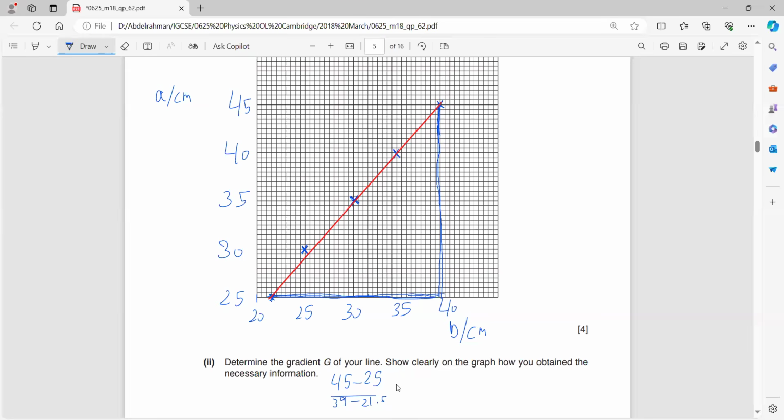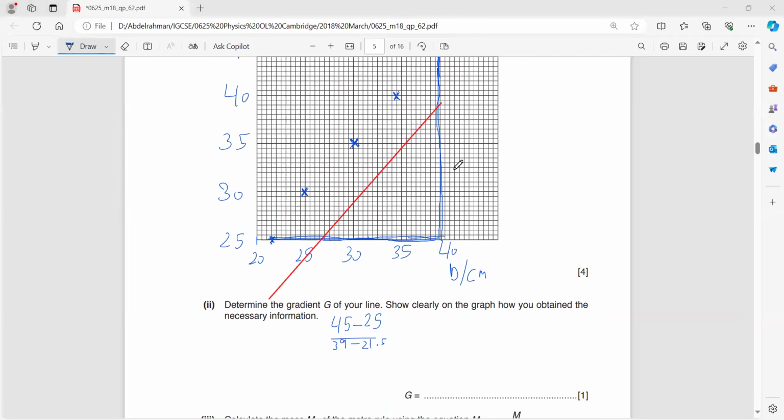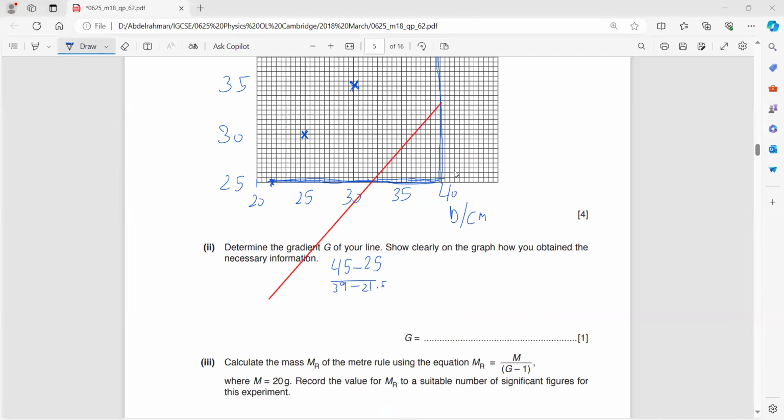Over 39 minus 21.5. This would be 1.14. Okay, thank you. 1.14. Let me remove the line.